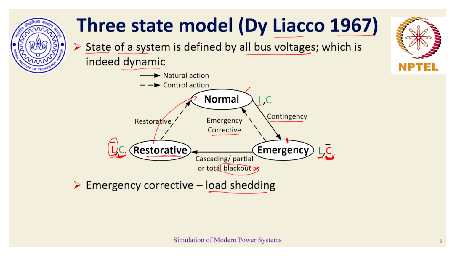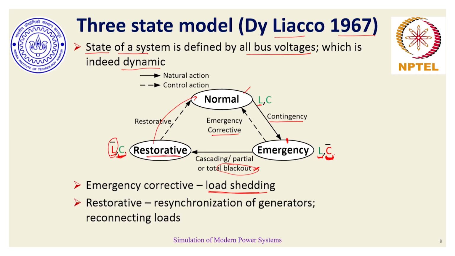So, load shedding is one possible way of emergency corrective action, and that is where, if you see, the black lines are natural actions. That means if nothing is done, that's how the sequence of events would happen. In order to prevent the system from going into emergency or restorative mode, there comes the control action, wherein the emergency corrective and restorative actions come in. Now, this three-phase model or three-state model is good.